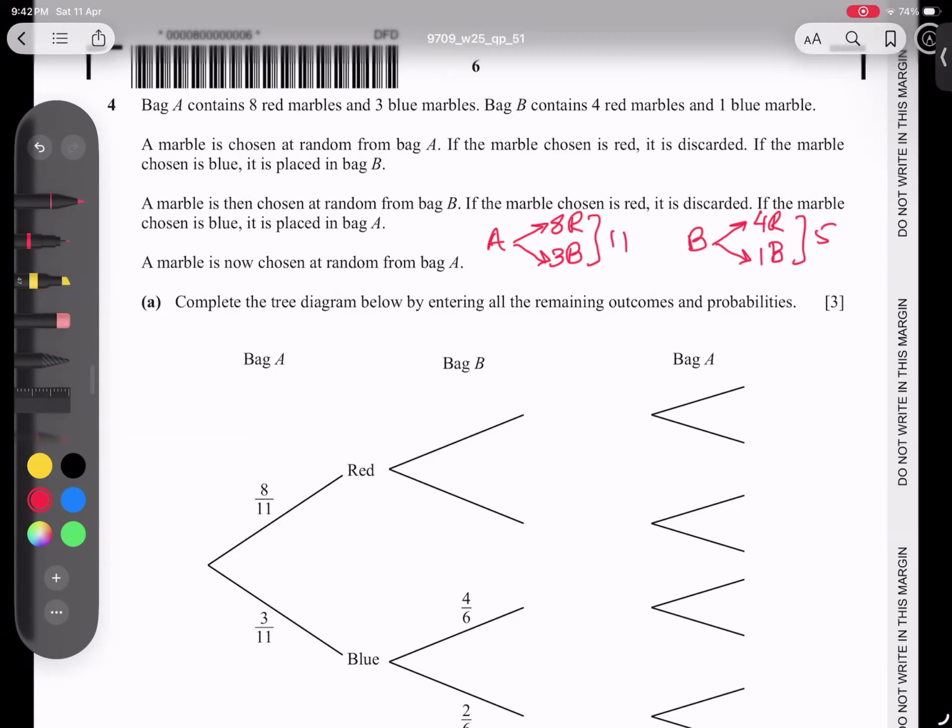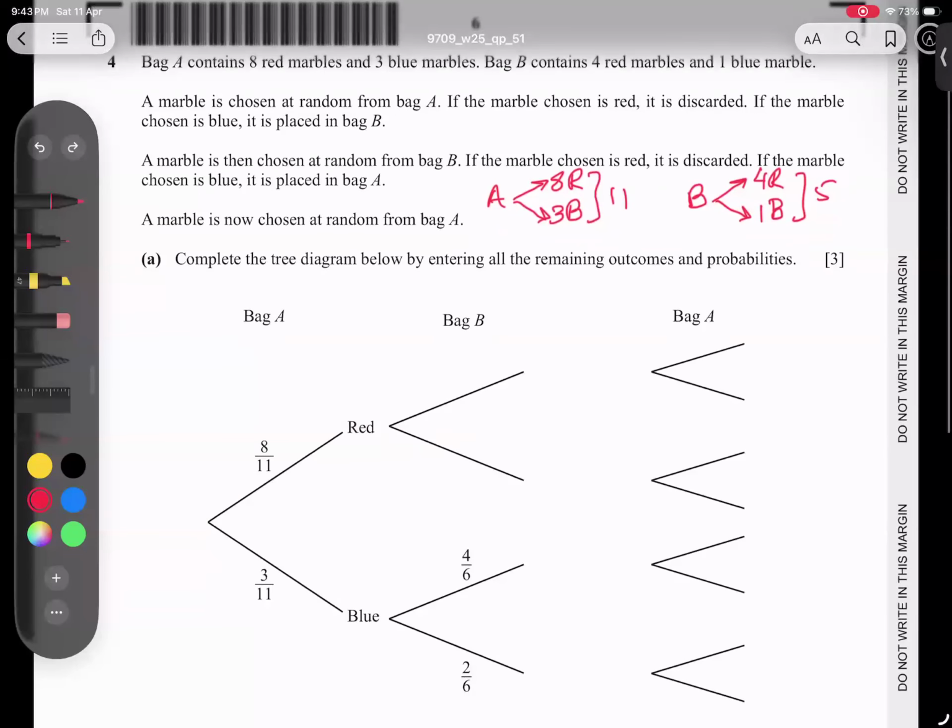Now, students, what is the condition here? A marble is chosen from bag A. If the marble is red, it is discarded, so it will not shift anywhere. And if the marble is blue, it is placed in bag B. So this is the first line. Before we read line number 2, a marble is chosen from bag B. If the marble is red, it is again discarded. If it is blue, it is put back in bag A.